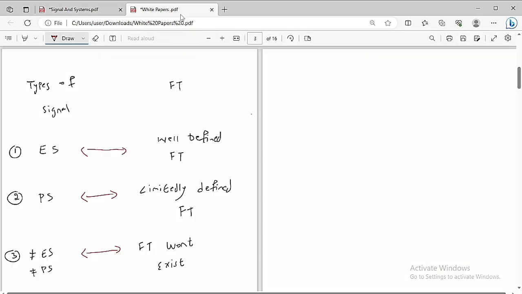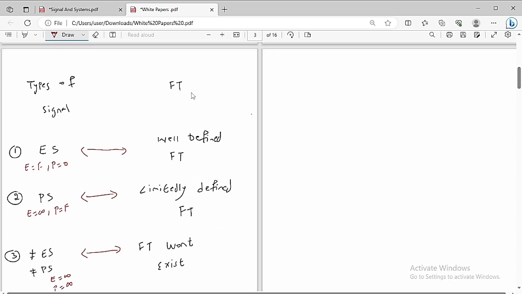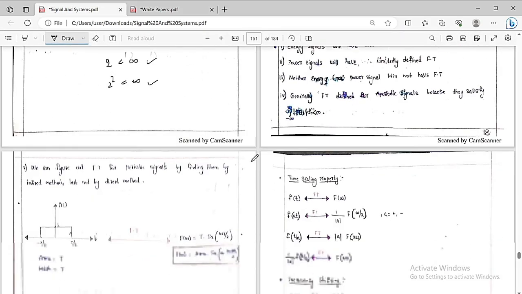Energy signal means, as I have already told you, energy is finite and power is equal to 0. Power signal means energy is equal to infinity and power is finite. Neither energy signal nor power signal means energy is equal to infinity and power is also equal to infinity. In that case, we call this a neither energy signal nor power signal. For these types of signals, the Fourier transform won't even exist. So this point you always have to keep in mind.